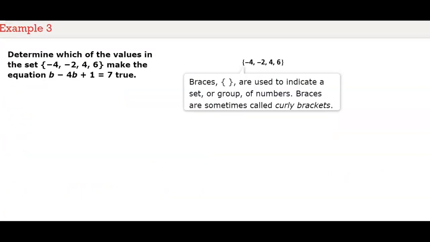Determine which of the values in the set, negative 4, negative 2, 4, 6, make the equation b minus 4 times b plus 1 equals 7 true.